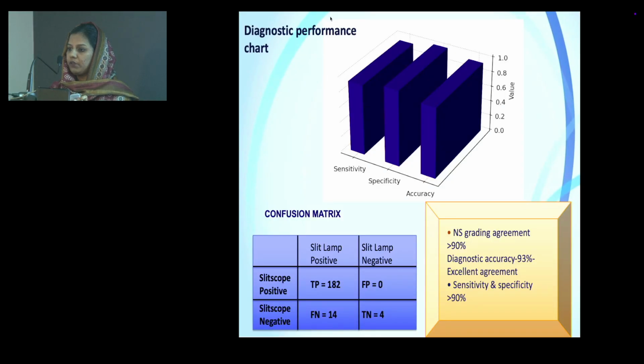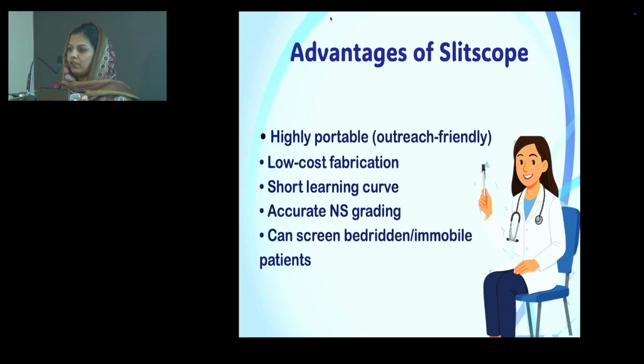This is a diagnostic performance chart showing sensitivity and specificity of more than 90% and a diagnostic accuracy of 93%, showing an excellent agreement. These are the advantages of Slitscope. It offers key benefits: it is portable, less expensive, time efficient, accurate for nuclear sclerosis grading, and can screen bedridden or immobile patients.